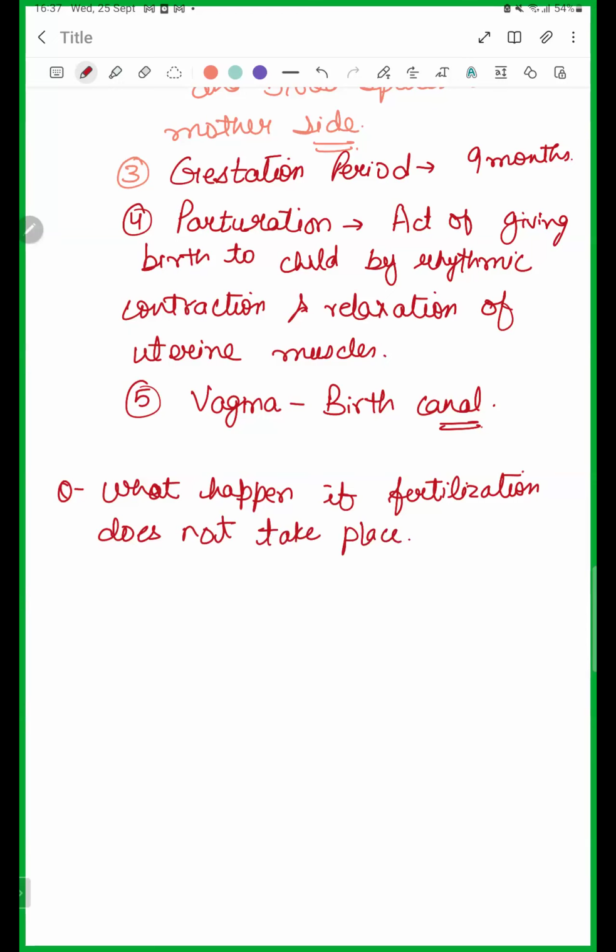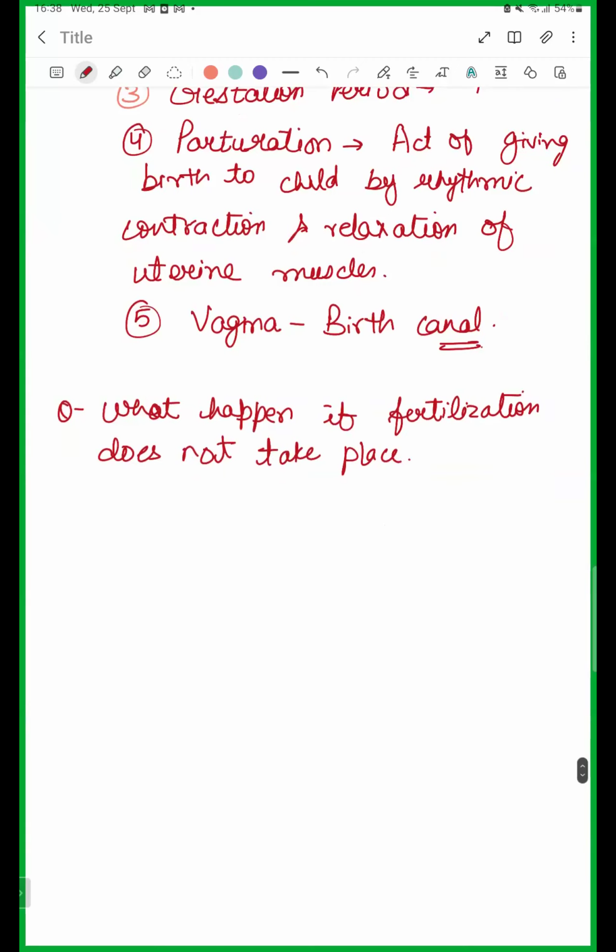What happens when fertilization does not take place? If the fertilization does not take place, the egg will remain unfertilized. But as I told you, the uterus prepares itself every month in order to receive the fertilized egg. So the uterus has become thicker and has been lined with blood vessels. And if the egg is not fertilized, then this lining is no more required. So this lining basically sheds down along with blood and mucus.